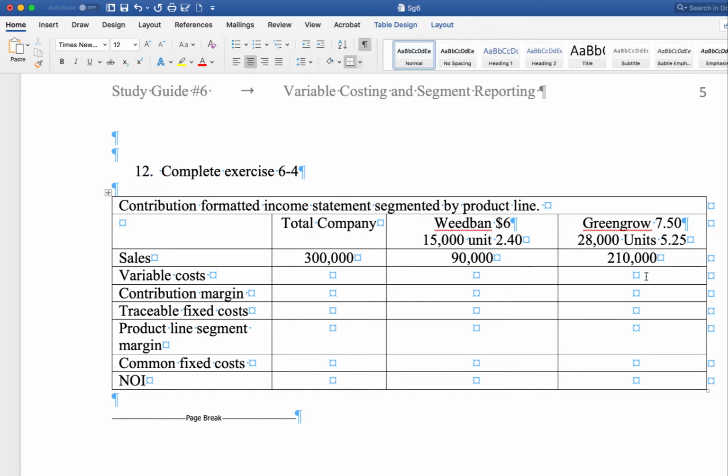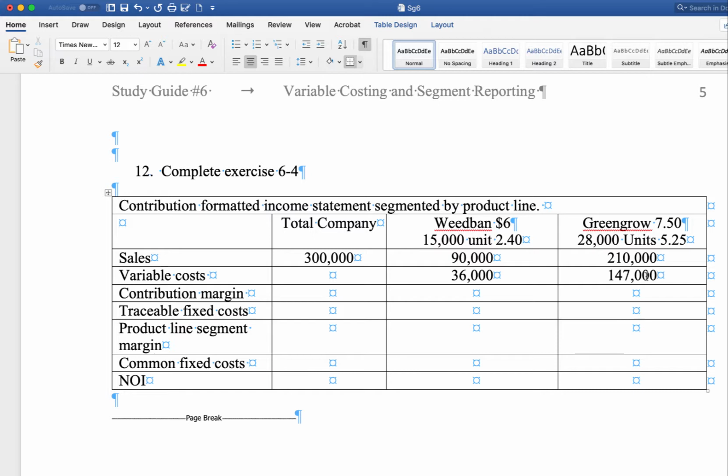Let's do Green Grow first. So if we take $5.25 times 28,000 units, we get a variable cost of $147,000. We're going to do the same thing for Weed Ban. $2.40 of variable cost times 15,000 units gives us a variable cost of $36,000.